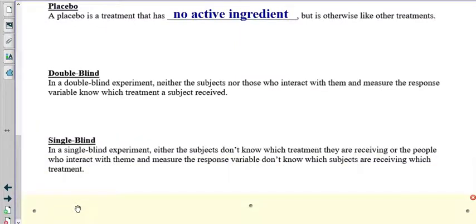Single blind. In a single blind experiment, either the subjects don't know which treatment they're receiving, or the people who interact with them don't know. So sometimes I might know a placebo effect, has a placebo, but people evaluating me don't know. So it's kind of like a reverse trick.